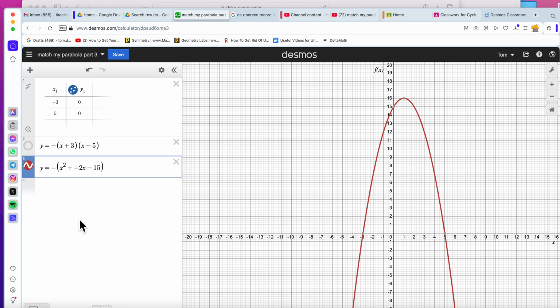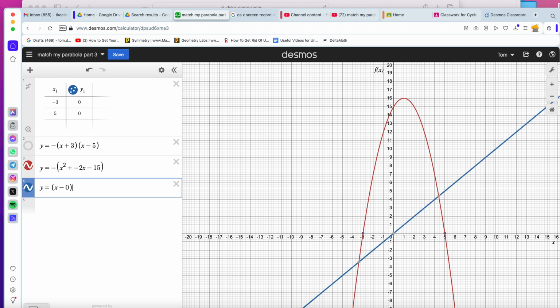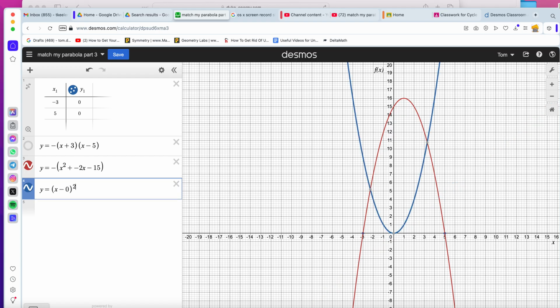And then the other thing you'd say is, if I have that, where is my vertex? It's at 1 and 16. So let's see if we can get a vertex to go through that. We'll say y equals, so remember the mother of all parabolas is this x minus 0 squared plus 0.